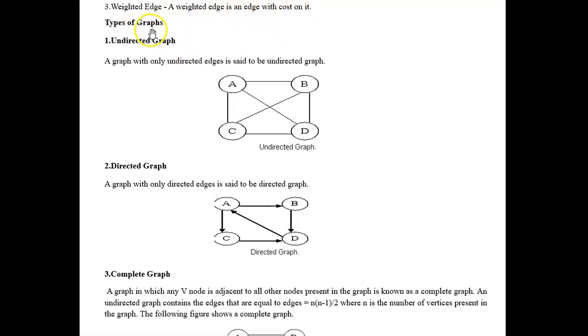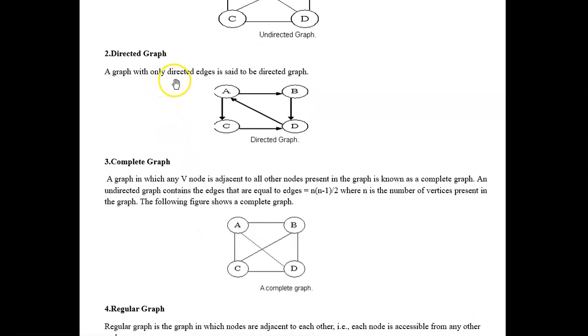Now let us discuss types of graphs. One is the undirected graph. A graph with only undirected edges is said to be an undirected graph. Here is the picture representation of an undirected graph. We can say that in an undirected graph the edges do not have any orientation or direction.